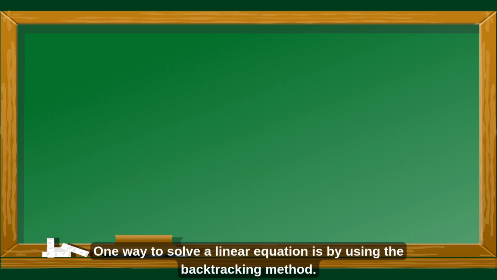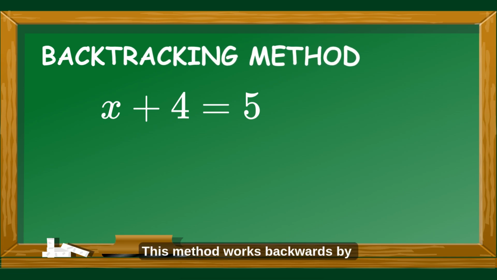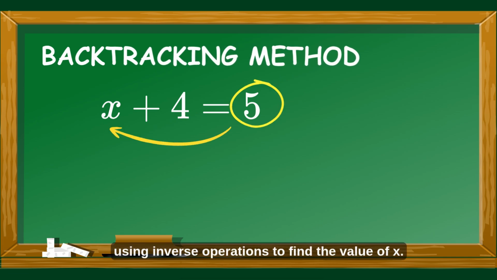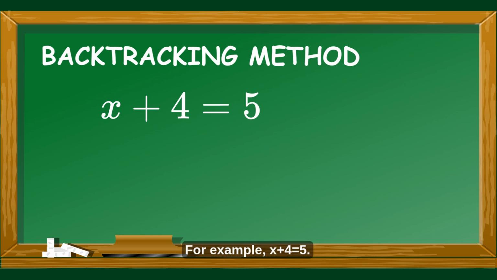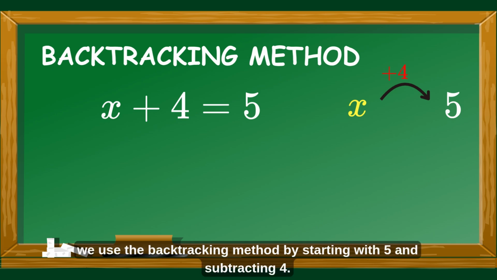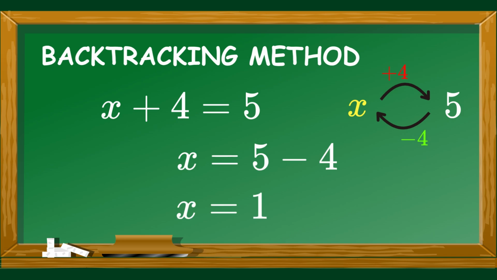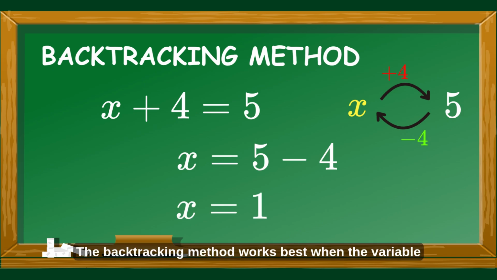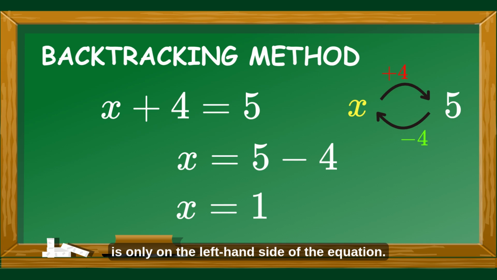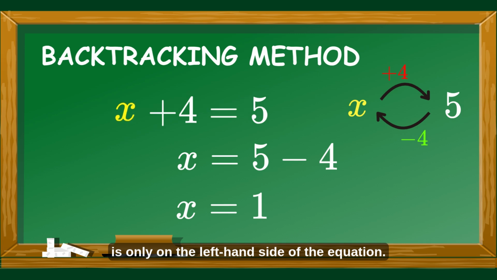One way to solve a linear equation is by using the backtracking method. This method works backwards by using inverse operations to find the value of x. For example, x plus 4 equals 5. Since 4 is added to x to get 5, we use the backtracking method by starting with 5 and subtracting 4. Therefore, x equals 1. The backtracking method works best when the variable is only on the left-hand side of the equation.